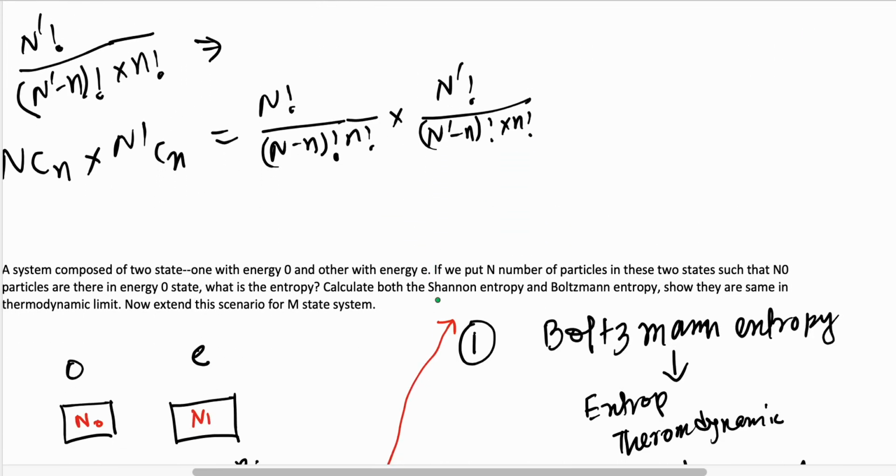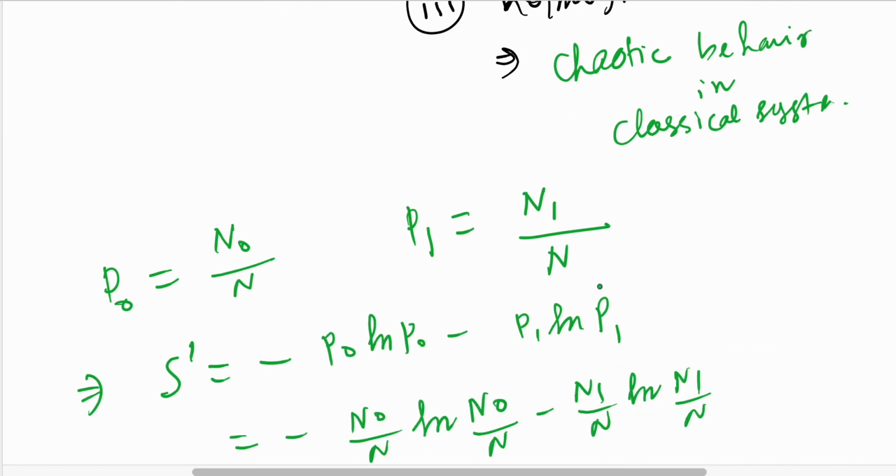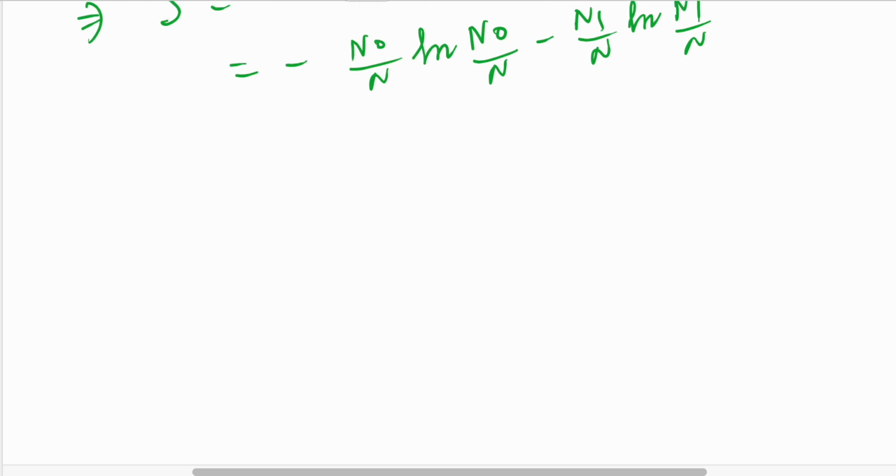So the first part of the question has been solved. Now the second part, the Boltzmann entropy. To calculate the Boltzmann entropy, at first we have to know the total number of microstates. If we know the total number of microstates, we can calculate the Boltzmann entropy. The Boltzmann entropy will be SB equal to K ln of the total number of microstates.